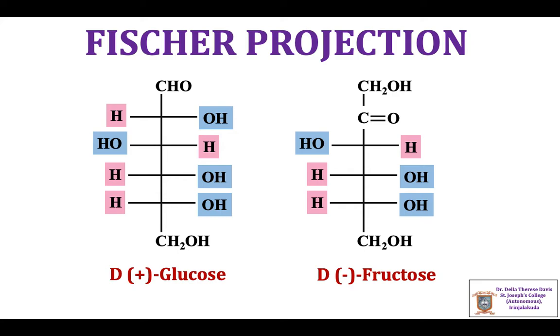In glucose, there are four chiral centers and hence the Fischer projection is like this. The four chiral centers are 1, 2, 3, 4. The CHO group is represented at the top and the CH2OH group is represented at the bottom. The OH and H groups are represented towards the left and the right side of the molecule.